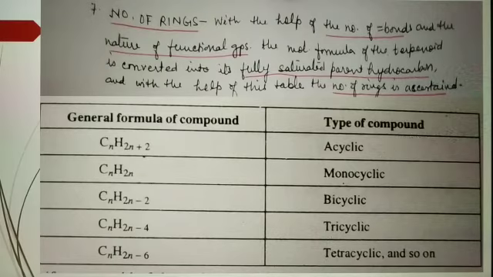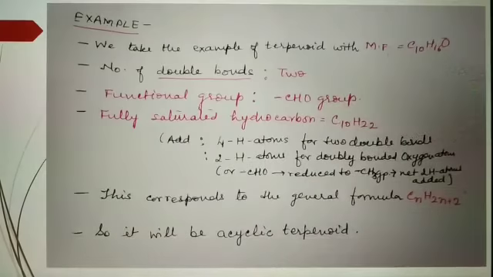If the general formula of the fully saturated hydrocarbon corresponds to CnH2n+2, then the terpenoid is acyclic. If it corresponds to CnH2n, then monocyclic. CnH2n-2, then bicyclic. CnH2n-4, tricyclic. And if it corresponds to CnH2n-6, that means it is tetracyclic, and so on. So we can understand this with the help of a simple example.